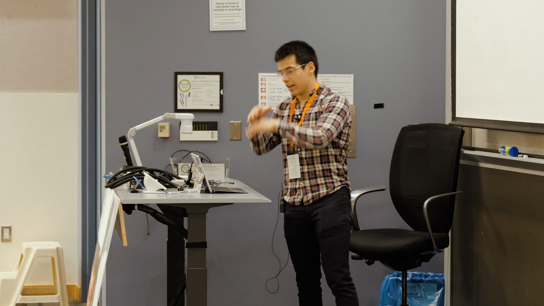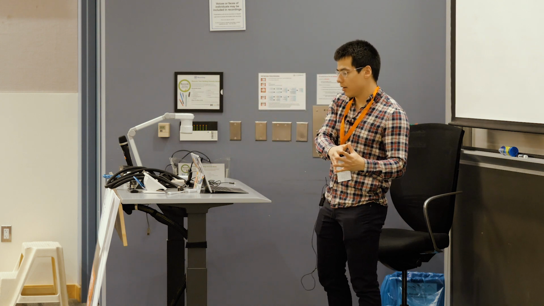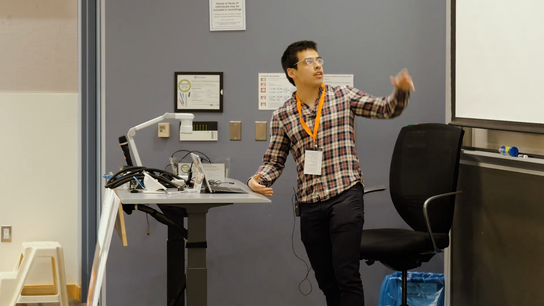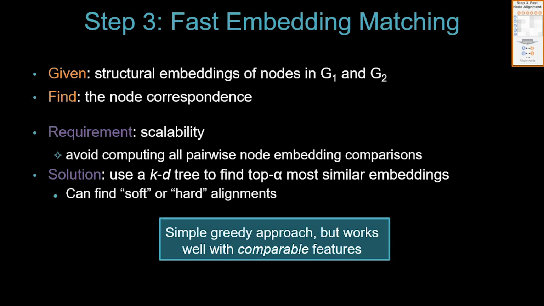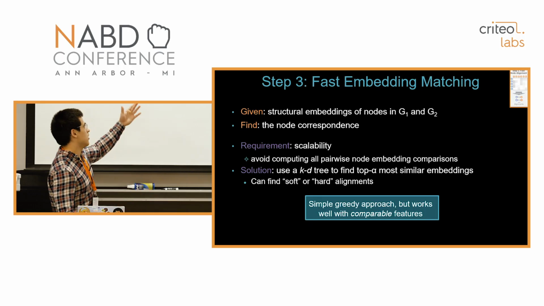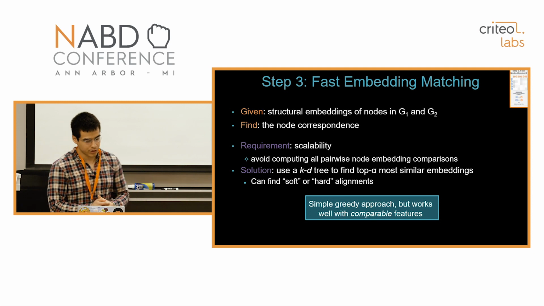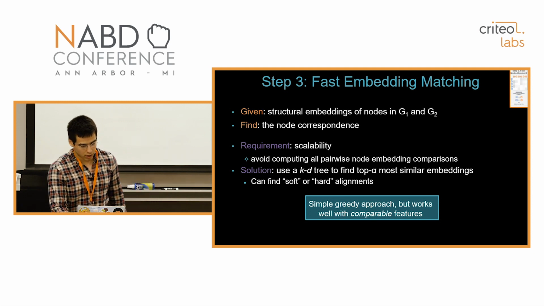All we do is just say, okay, nodes that have similar embeddings should align. And to do that, we can use data structures like KD trees. So instead of just computing all the pairwise comparisons of node features, we use a KD tree, right? That's a data structure used for efficient similarity search. There are others as well.